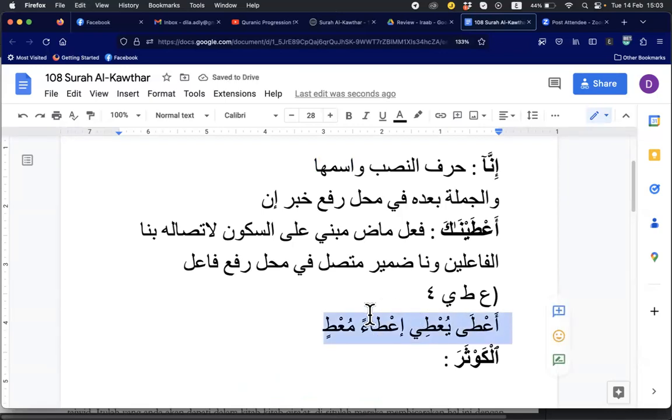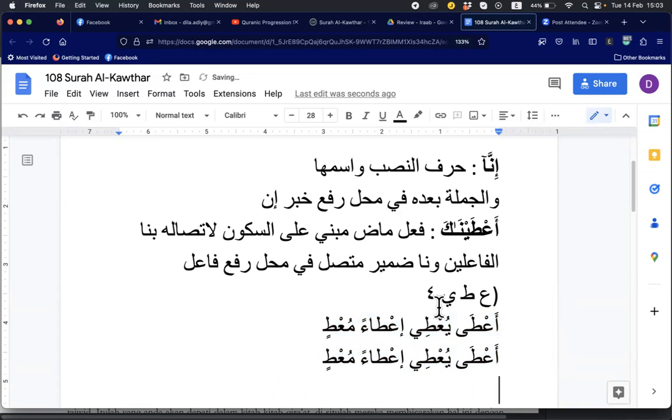So basically, the passive one. What pattern for madi majhul? Uti. Yukti. And then what happened to the alif or the ya? It becomes a ya, and then any haraka? Yes, fatha. I forgot that madi majhul always ends with ya fatha.